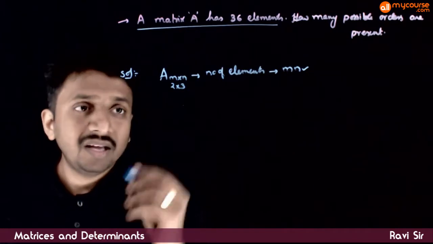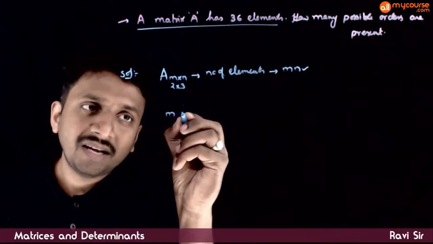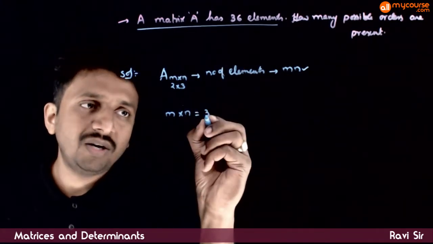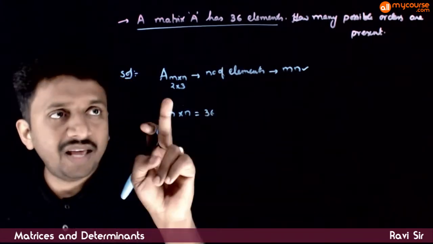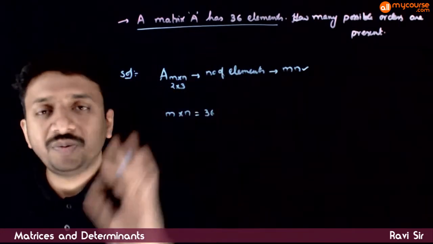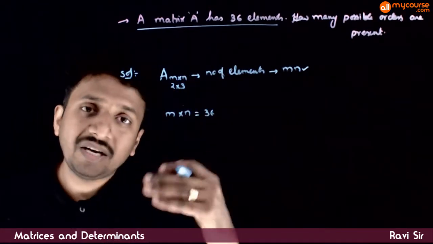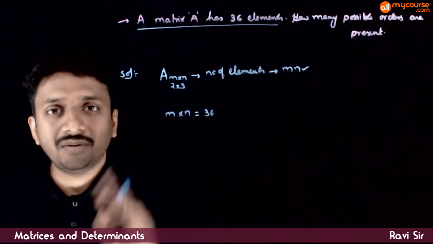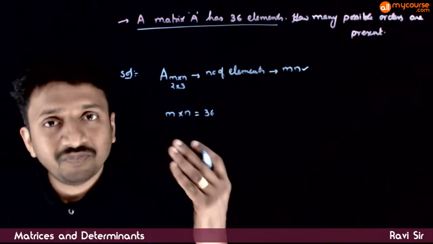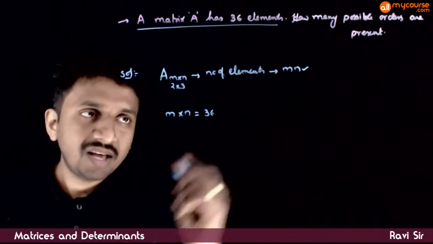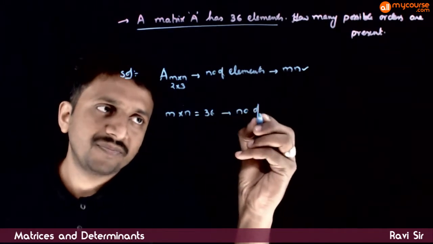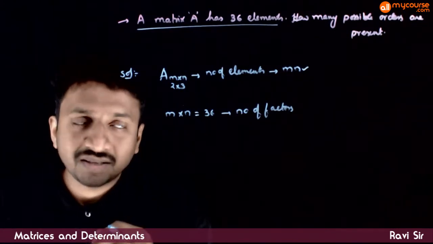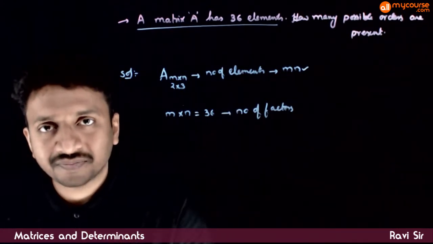It is nothing but in how many ways I can find two numbers M and N such that M into N is equal to 36. So if A is an M by N matrix, MN has to be equal to 36. So how many different ways can the product of two numbers be equal to 36? This is a permutation and combination question about the number of factors. So the number of ways in which MN is equal to 36 depends on the number of factors.